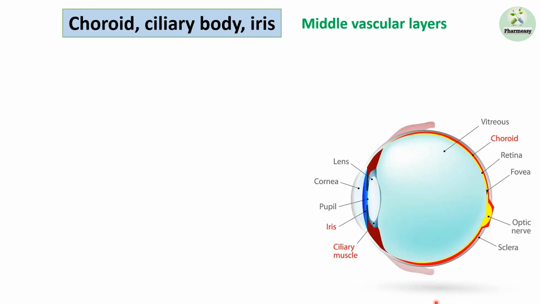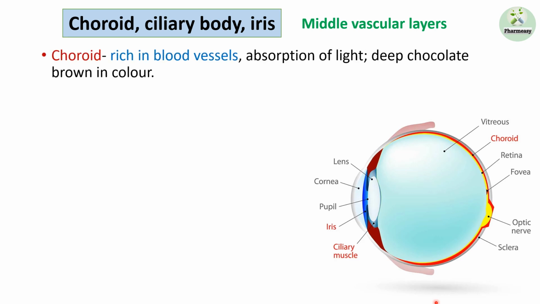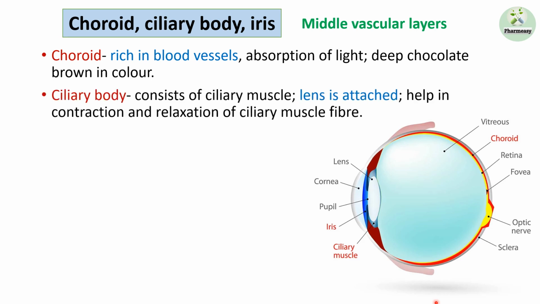Next layers are choroid, ciliary body, and iris. These are the middle vascular layers. Choroid layer is rich in blood vessels, and it plays a vital role in absorption of light, and this layer is deep chocolate brown in color. Ciliary body consists of ciliary muscle, and the lens is attached with the help of the ciliary body. It helps in the contraction and relaxation of ciliary muscle fibers, resulting in the change of lens shape.